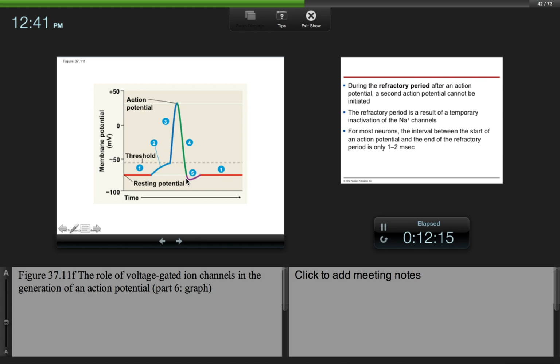This right here is called the undershoot, and this is just when the cell is more permeable to potassium than it is when it's at rest. Okay, but eventually it levels back out at the resting potential. Phase 3 is called the rising phase or the depolarization phase, and phase 4 is called the falling phase or repolarization.